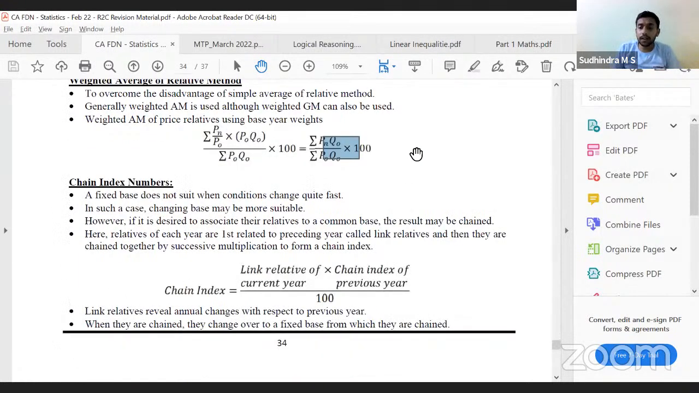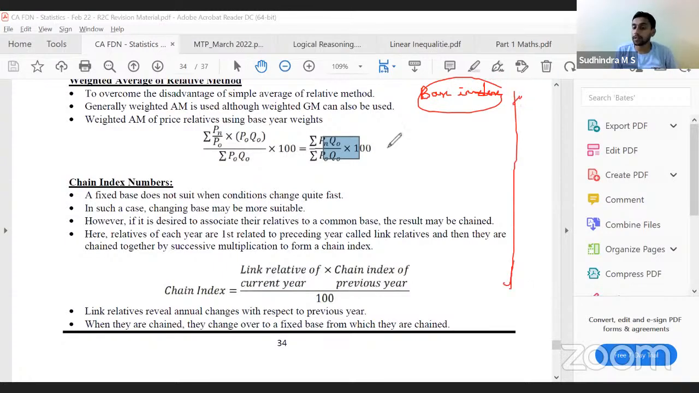Next one is an extension of this, which is chain index numbers. What are chain index numbers? In normal cases, the base index would be fixed. So irrespective of the number of years for which index numbers are calculated, the base would be fixed. So comparison might become improper. So for that, we go with chain index numbers. The base based on which we are calculating the index numbers would be changing. The base will be changing.